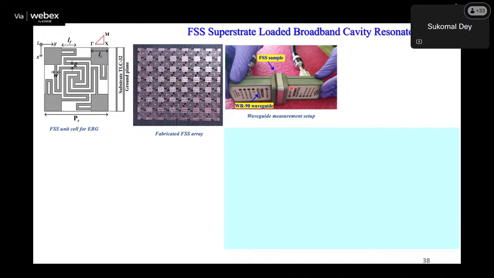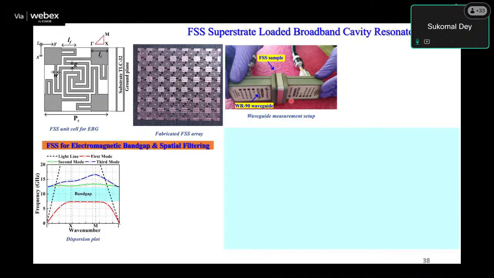Either you can use the horn antenna or you can use the waveguide to test it. Okay, that is also possible. Here in this case, we used waveguide. Two rectangular waveguides, in between which this FSS has been placed, and this FSS also has the quality of an electromagnetic bandgap structure.